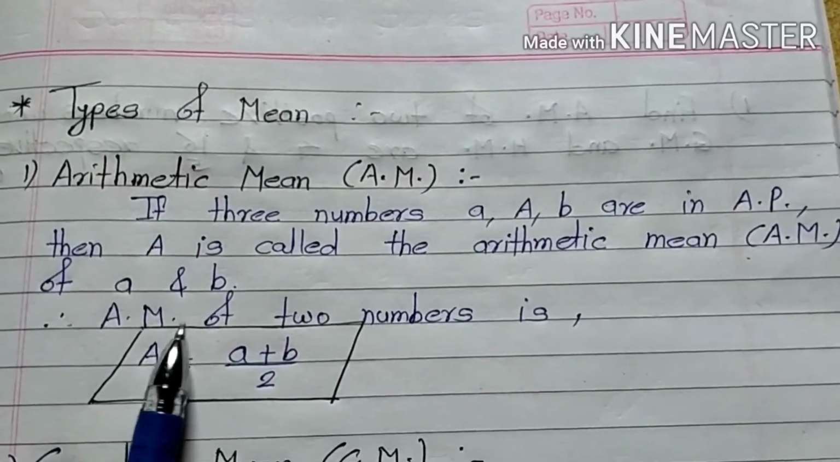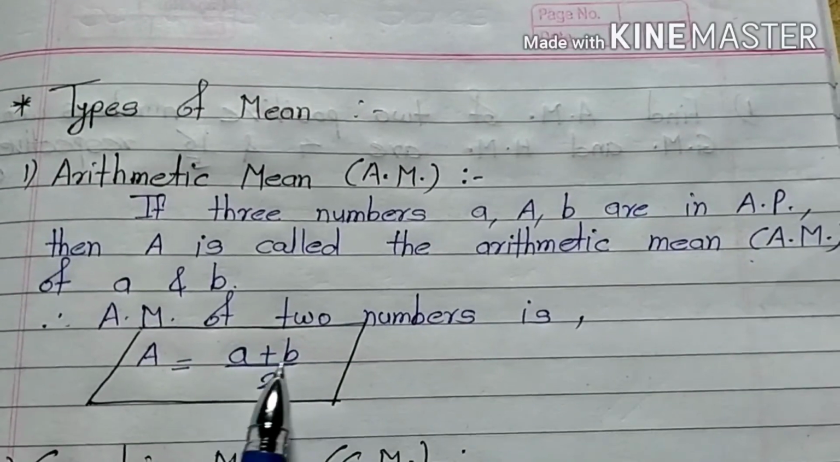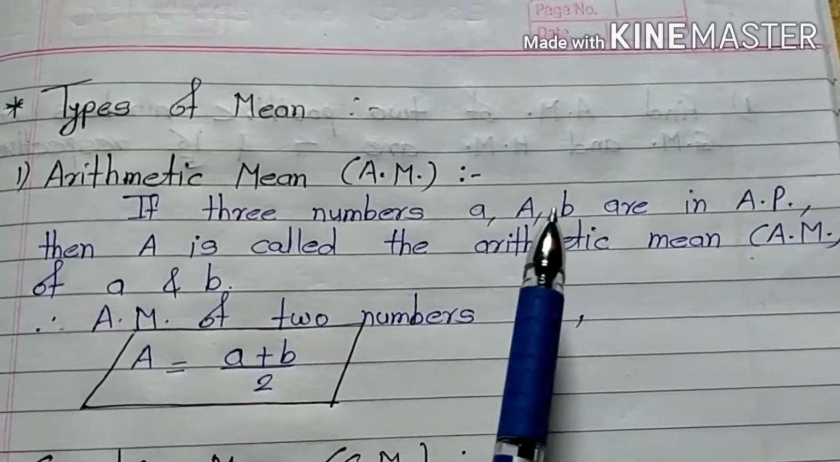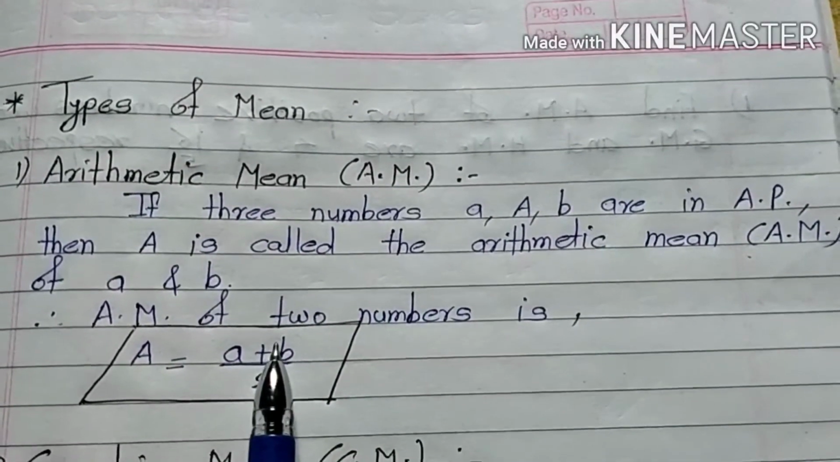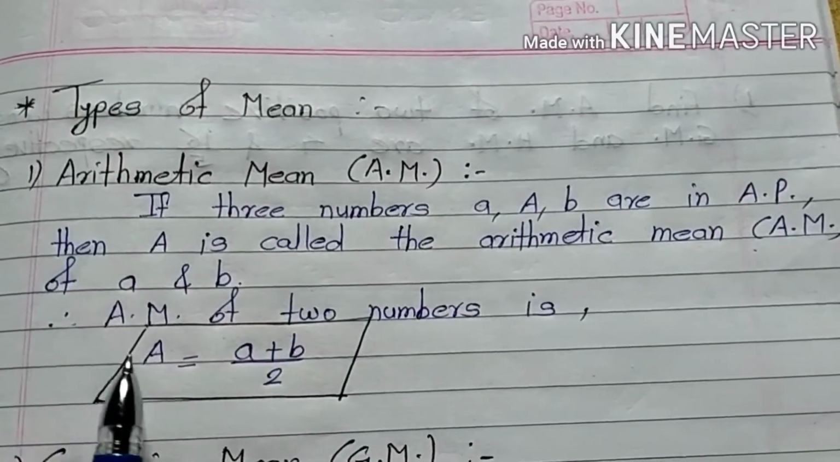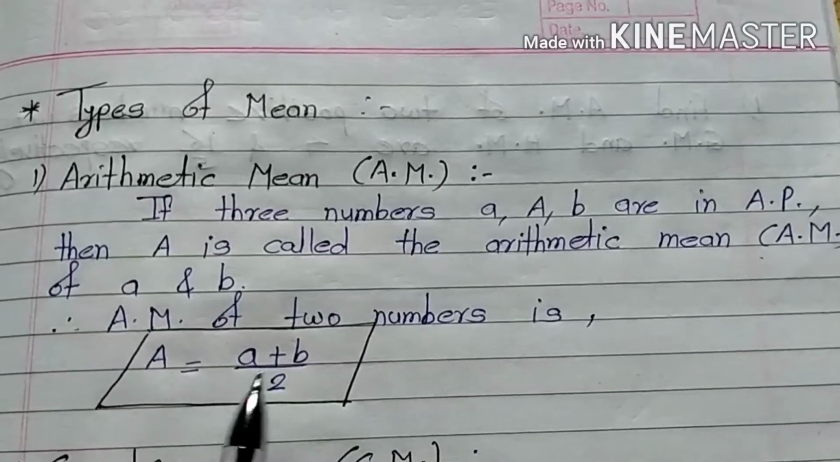The arithmetic mean of two numbers A and B is given by A = (A + B)/2, meaning the middle number is equal to the first and last number upon 2. So this is our arithmetic mean, and this is a very important formula to find the arithmetic mean.